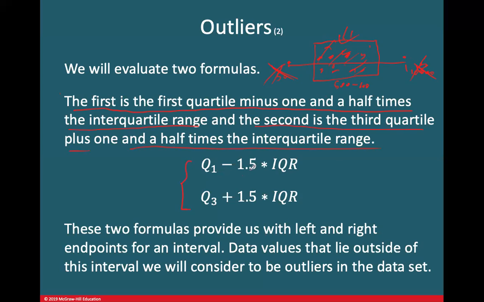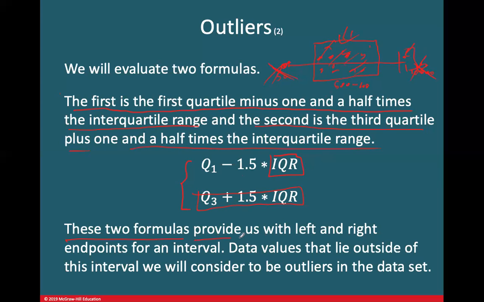Q1 minus 1.5 times IQR gives us the left outliers, which are the very small numbers. Q3 plus 1.5 IQR gives us the extremely large values. So Q1 minus 1.5 times IQR gives us the extremely low quantities, and Q3 plus 1.5 IQR gives us the extremely high values. We call these values outliers.